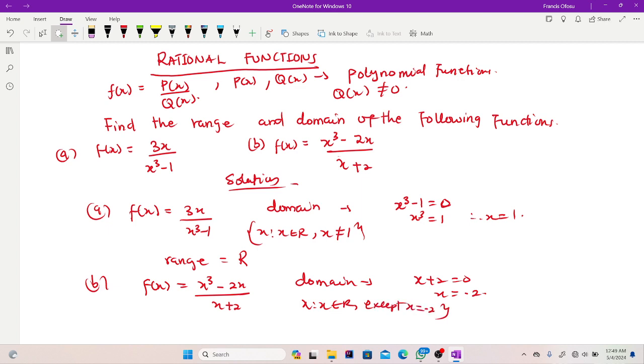It's equivalent to writing where x is not equal to negative 2. So any convention you want, you can choose, okay? So any way you want. So as usual, your range is simply equal to the set of all real numbers.